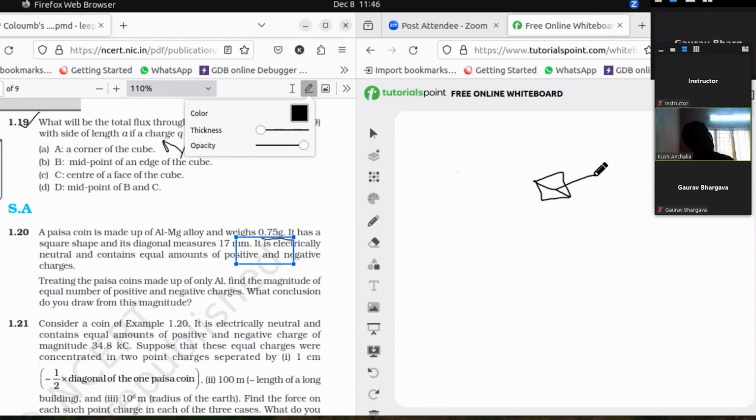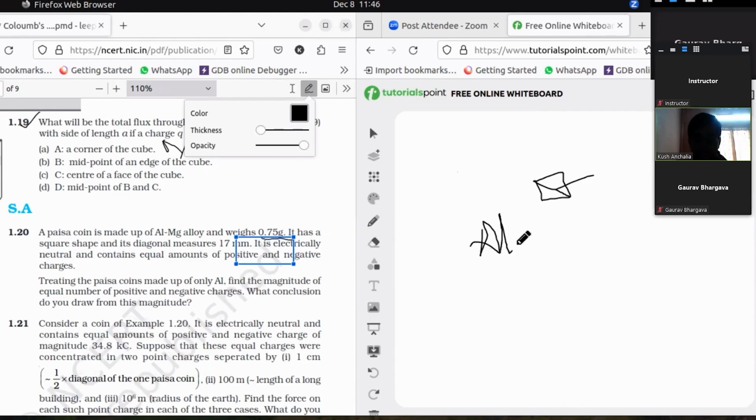Treating the paisa as made up of only aluminium, find the magnitude of equal number of positive and negative charges. The paisa is made up of aluminium and magnesium. It weighs this much. It has a square shape. Treating the paisa coin as made up of only aluminium, find the magnitude of equal number of positive and negative charges. This is related to ionization.